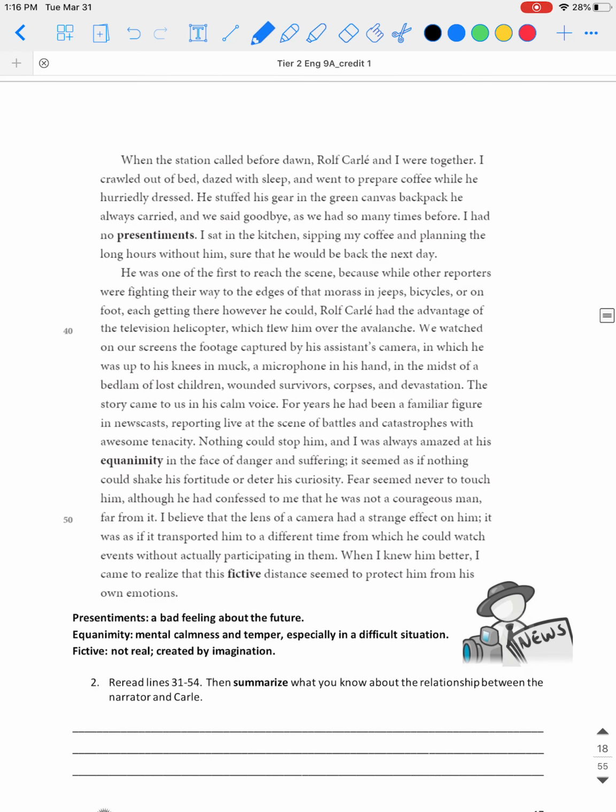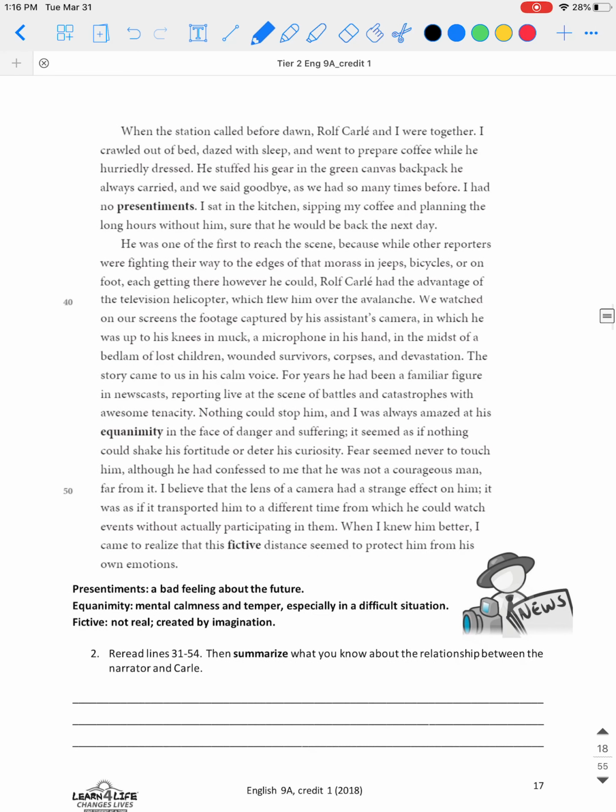When the station called before dawn, Rolf, Carl, and I were together. I crawled out of bed, dazed with sleep, and went to prepare coffee while he hurriedly dressed. He stuffed his gear in the green canvas backpack he always carried, and we said goodbye, as we had so many times before. I had no presentiments. I sat in the kitchen sipping my coffee and planning the long hours without him, sure that he would be back the next day.